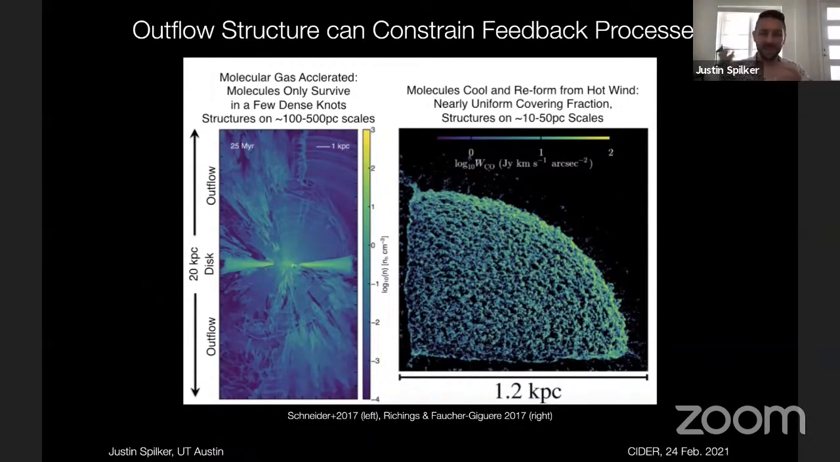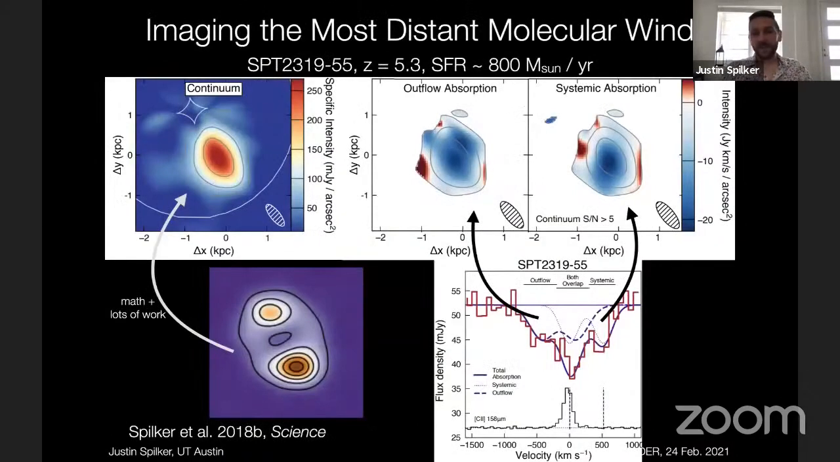And so the point is that the details of how feedback is implemented in these simulations lead to really large differences in the structure of the outflows. And because we have a lens sample, this is something that we can actually constrain. After a lot of math and work, we can reconstruct the intrinsic structure of what these outflows look like. And so here's just one example of a galaxy at redshift 5.3.